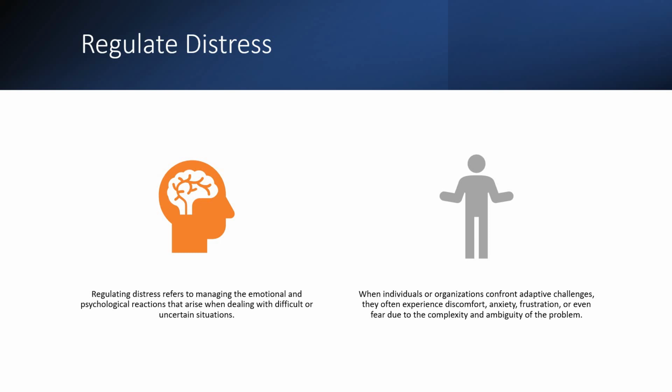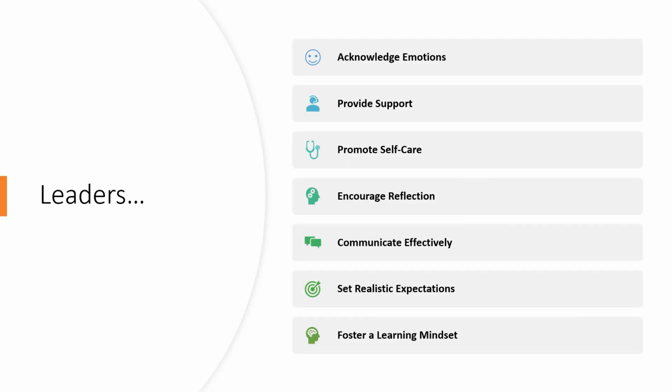Then regulate distress. This is very important. Regulating distress refers to managing the emotional and psychological reactions that arise when dealing with difficult or uncertain situations. When individuals or organizations confront adaptive challenges, they often experience discomfort, anxiety, frustration, or even fear. So this is very important to handle properly. How do leaders handle it?